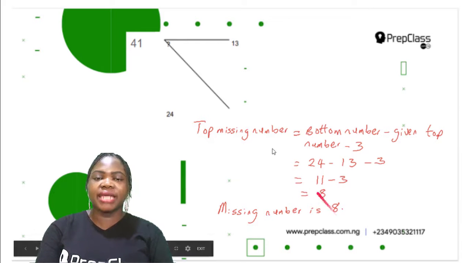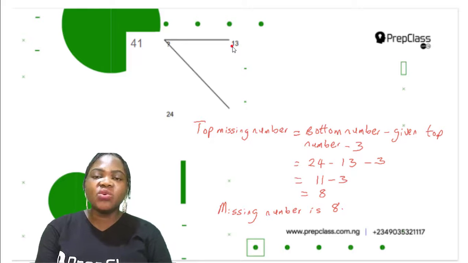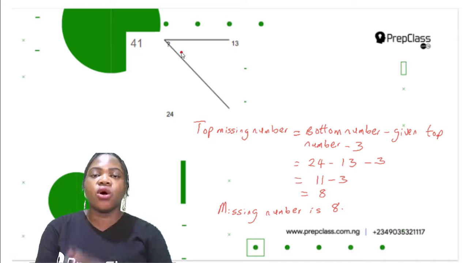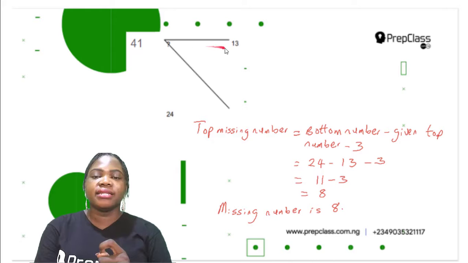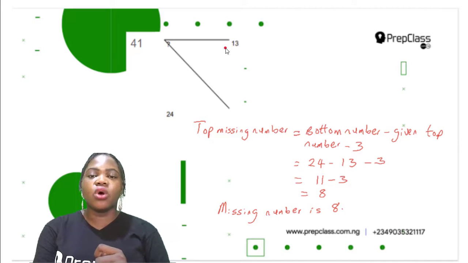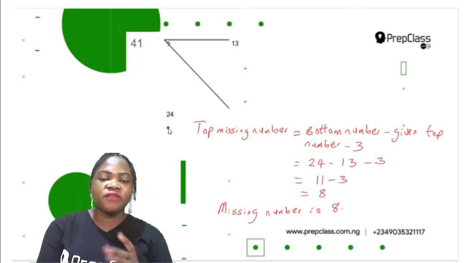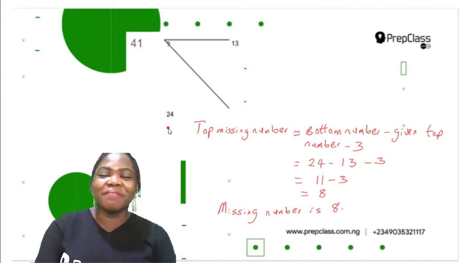So the missing number here is 8. So 8 plus 13 is what? 21. So now, what do we do? We check if they are both even numbers, both odd numbers, or one is odd and one is even. So 8 is an even number, 13 is an odd number. So we are going to add 3. Okay, so 21 plus 3 is 24. So yes, we got the answer correctly. So the missing number is 8.